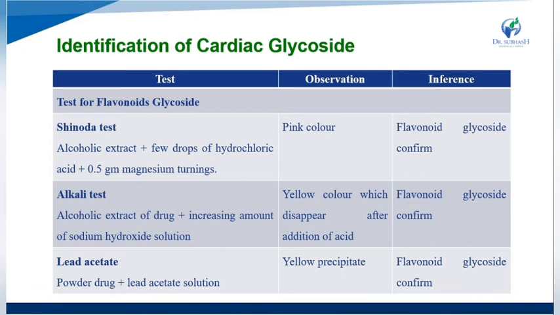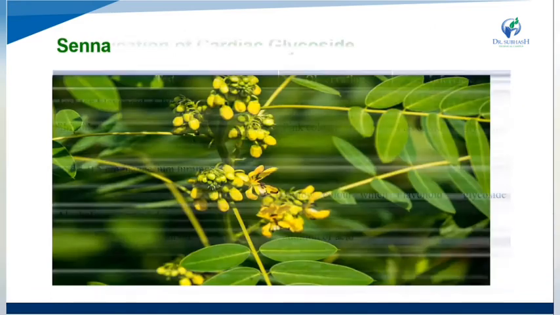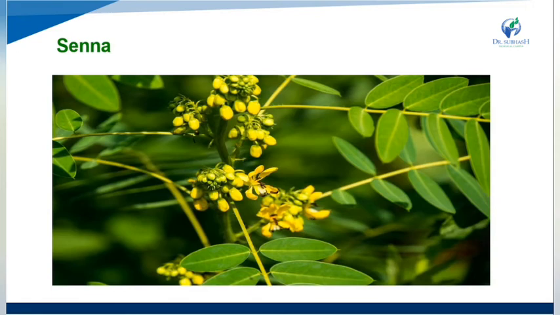Now we see the third test, that is the lead acetate test. In this test we first take the powder crude drug plus lead acetate solution, okay. So they generate a yellowish color. So they indicate the flavonoid glycoside is present in the powder crude drug, okay. So this test is for the flavonoid glycoside, okay.